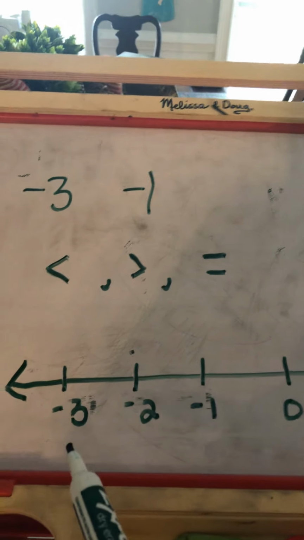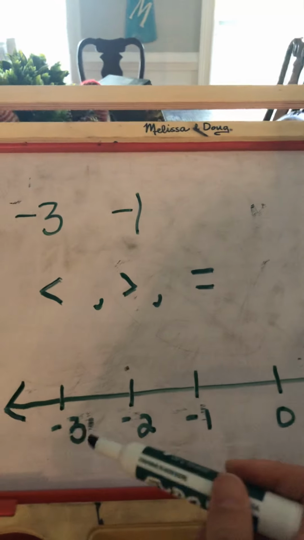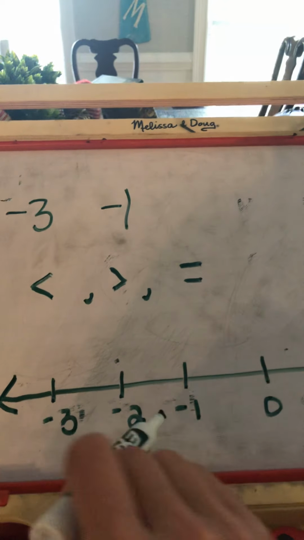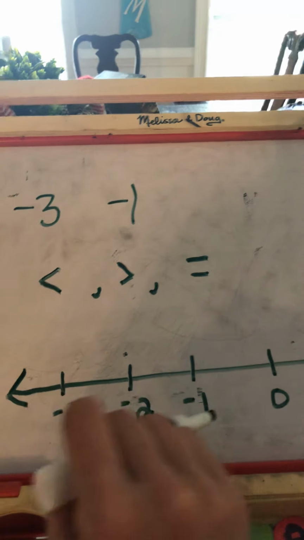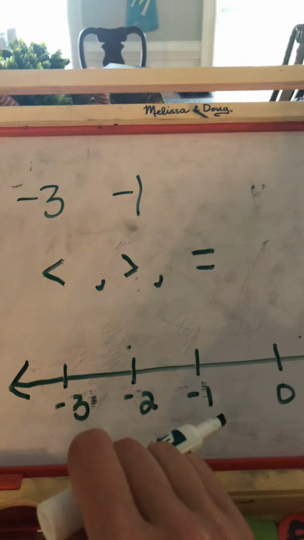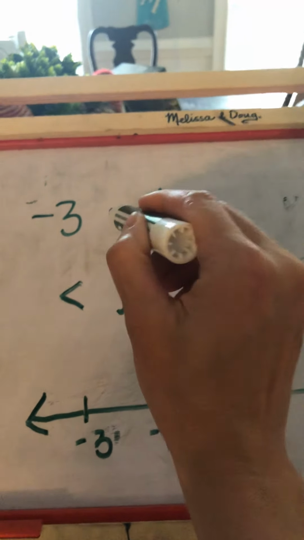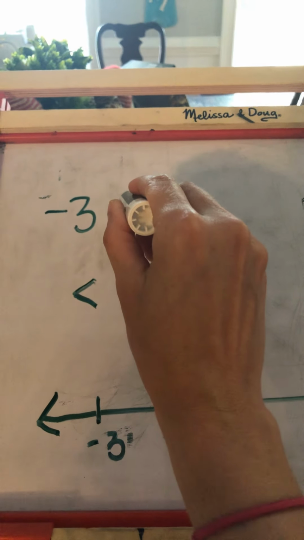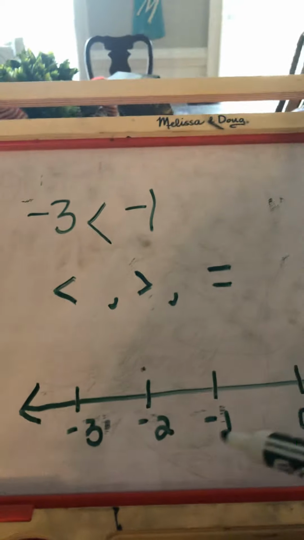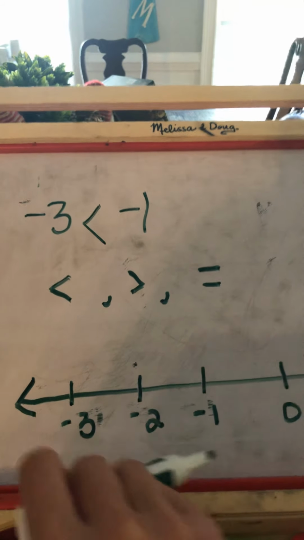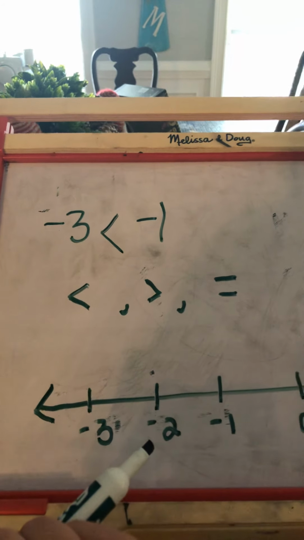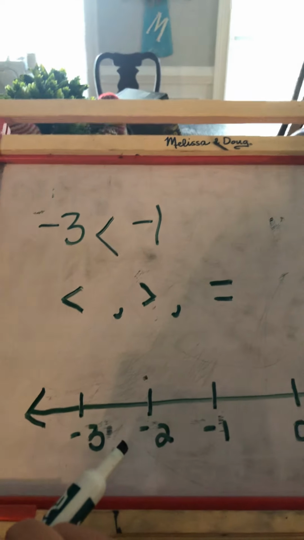But you can see that negative 3 is furthest to the left, negative 1 is closer to the right. So negative 3 is less than negative 1. Remember, the alligator always eats the larger number, and the larger number is always to the right on the number line. Let's do another one.